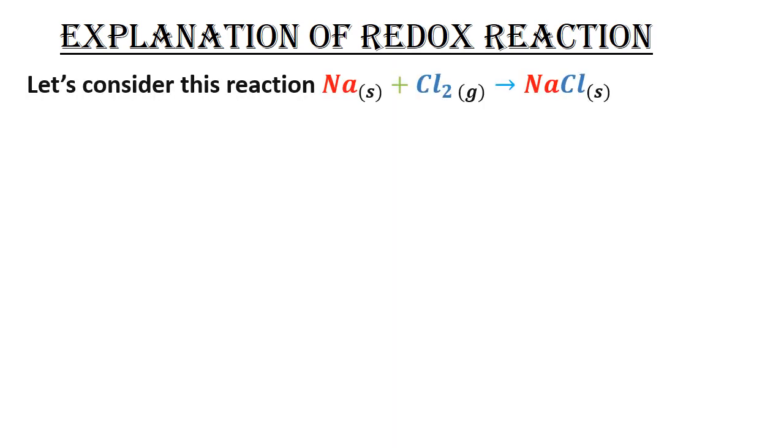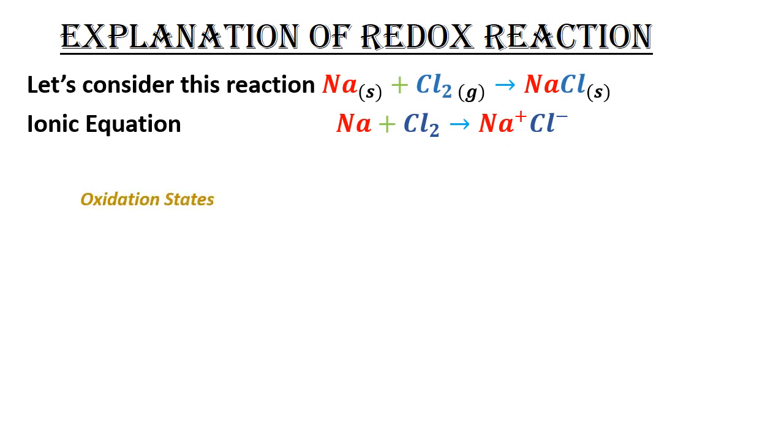Okay, now let's look at an example of redox reaction. The reaction between sodium and chlorine to form sodium chloride. This is the ionic equation for the reaction. Now let's look at the oxidation state of the species we have in the equation. Sodium in its raw state has an oxidation state of 0, and chlorine has an oxidation state of 0. But in the product that they form, which is sodium chloride, sodium has the oxidation state of +1, and chlorine has an oxidation state of -1.